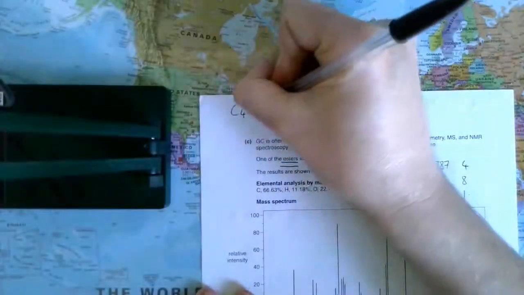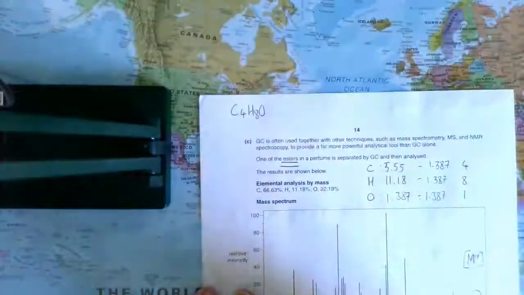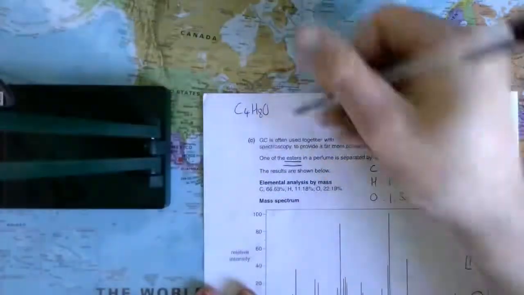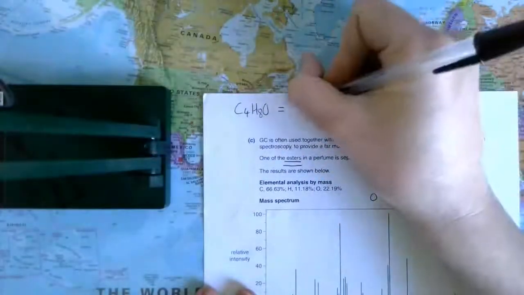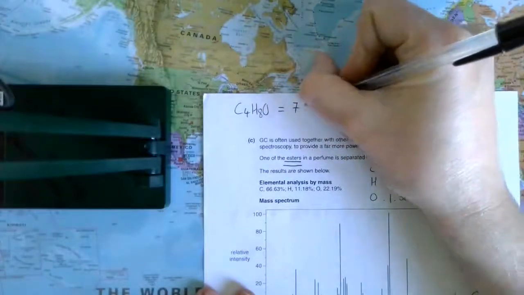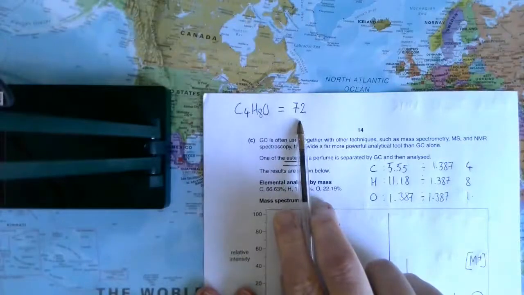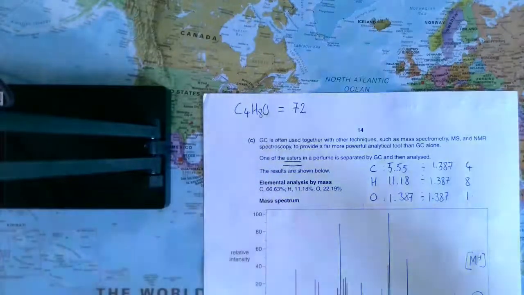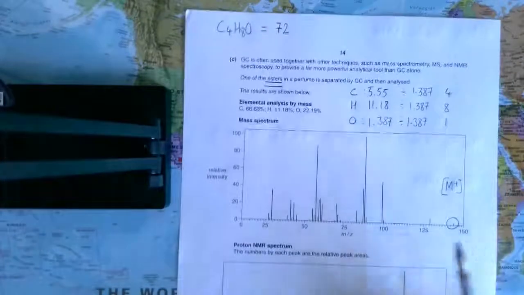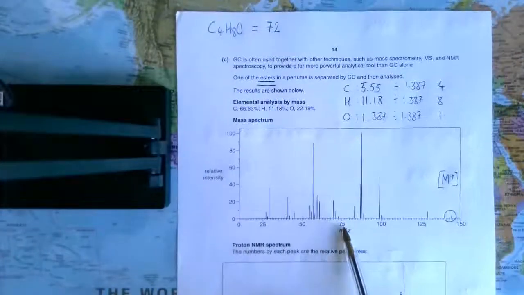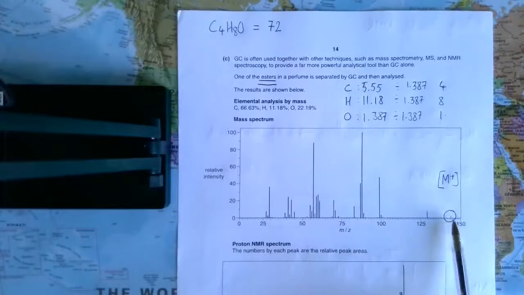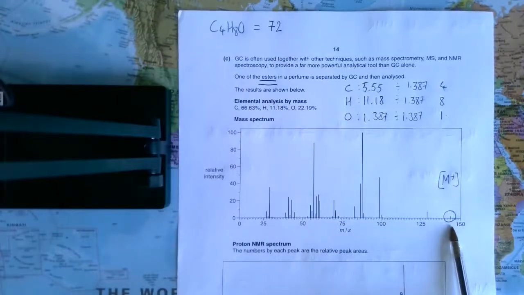So what this is going to give us is the empirical formula, and at this point you want to calculate what the mass of one of those units would be, and so that is what one of those would be. It would have a mass of 72. We're going to go on now and look at the mass spectrum, and the most crucial thing here is looking for the molecular ion. Now it's almost hidden there.